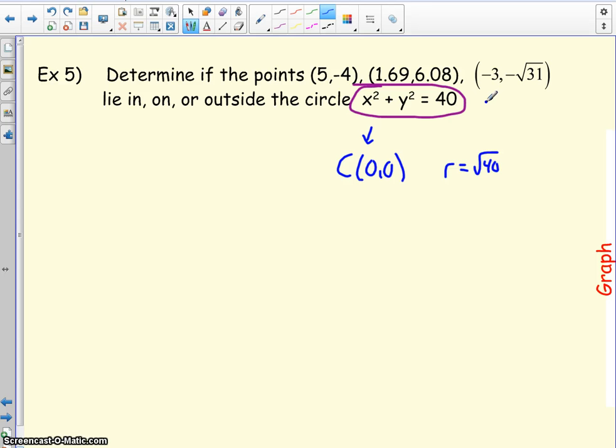If you wind up getting your radius being exactly root 40, then you know it was on the circle. If the distance was more than root 40, it would be outside the circle. If the distance was less than root 40, it would be inside the circle.